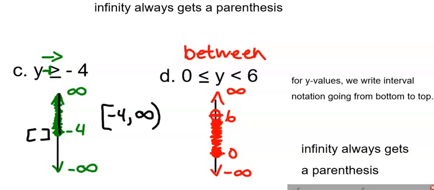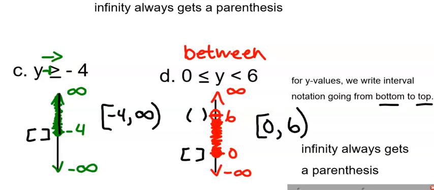All right, for this next one here, closed circles again, open circles again here. Remember, going from the bottom to the top. So the bottom portion is 0. The top portion is 6. It opens with the bracket. It closes with the parenthesis. And guys, that's interval notation. That's all we got to do. So good job with that.